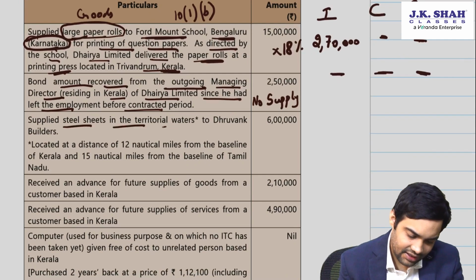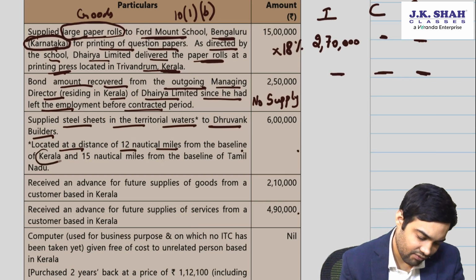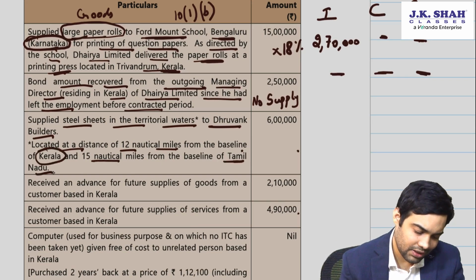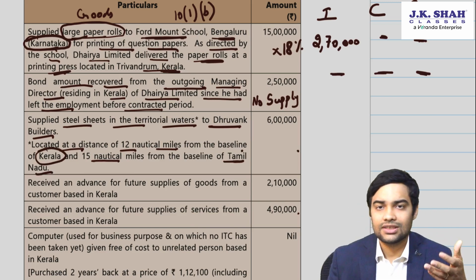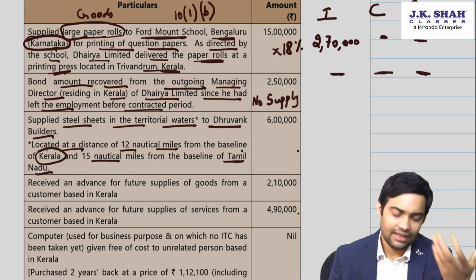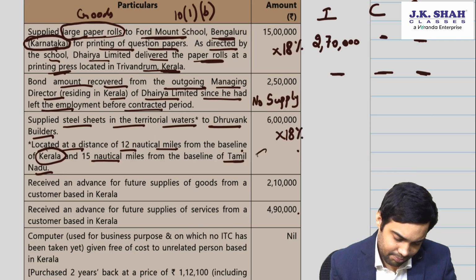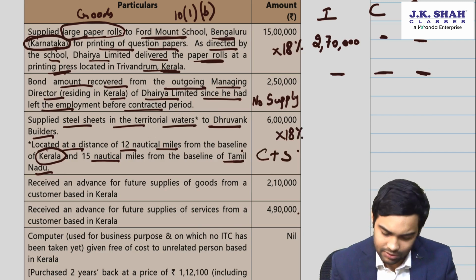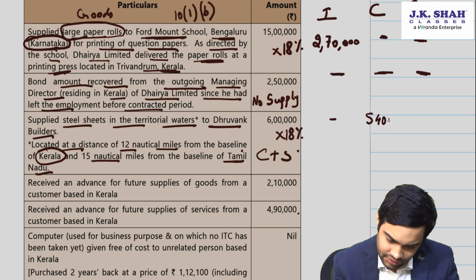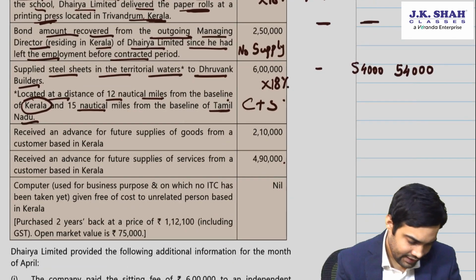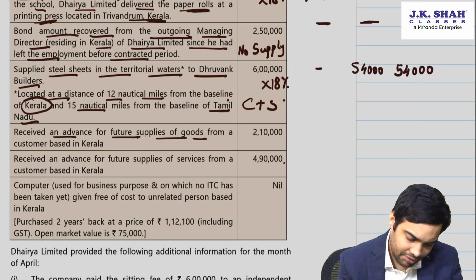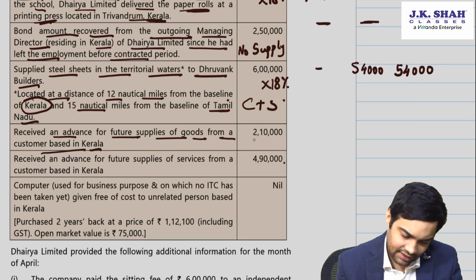Supplied steel sheets in Indian territorial waters to Dhruvang Builders located at a distance of 12 nautical miles from the baseline of Kerala and 15 nautical miles from the baseline of Tamil Nadu. So nearest coastal state: which is the nearest coastal state? The nearest coastal state is Kerala. So here we will be charging CGST plus SGST. So 6 lakh into 9%, 54,000 CGST, 54,000 SGST.